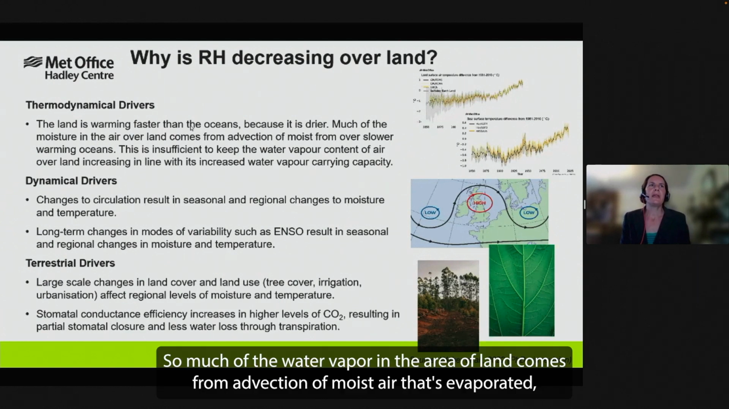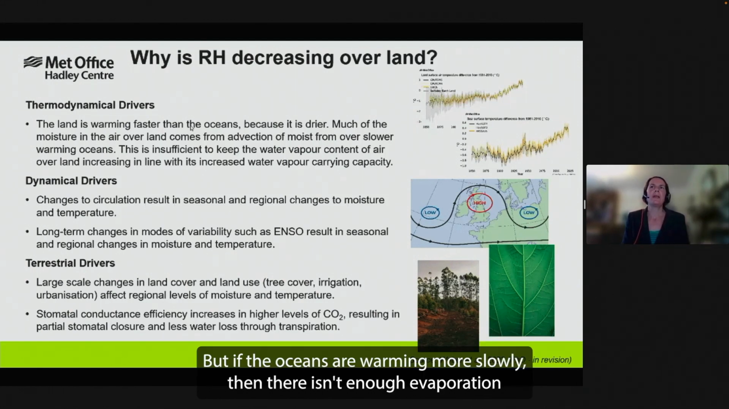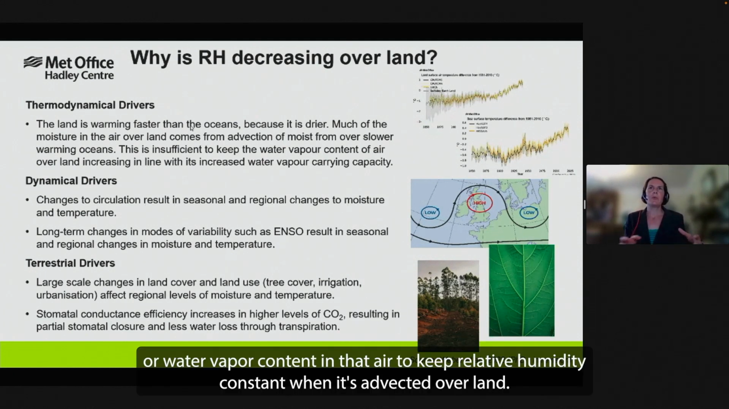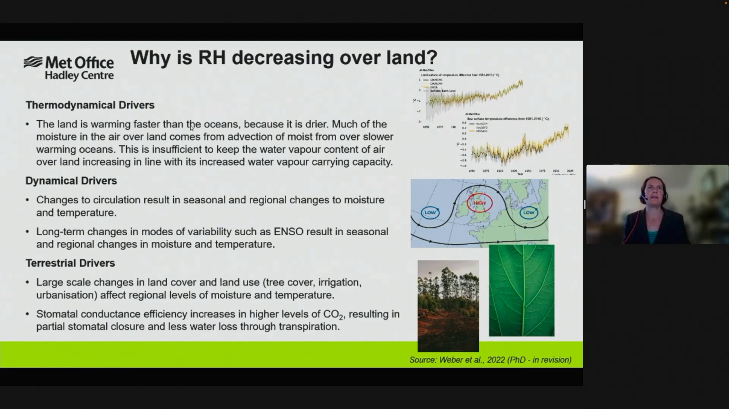So much of the water vapor in the air over land comes from advection of moist air that's water evaporated over the oceans. But if the oceans are warming more slowly, then there isn't enough evaporation or water vapor content in that air to keep relative humidity constant when it's advected over land.